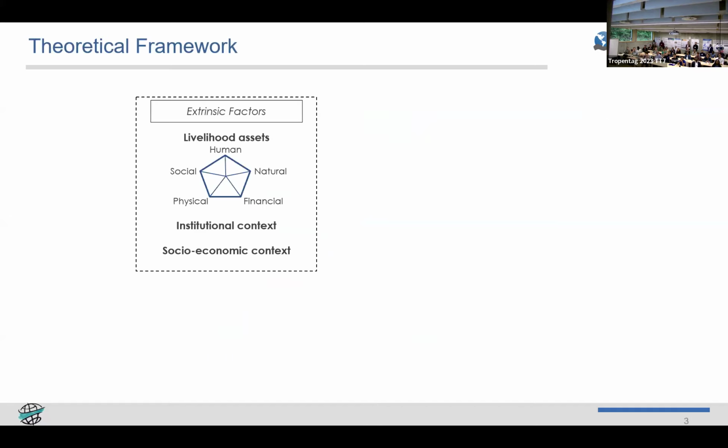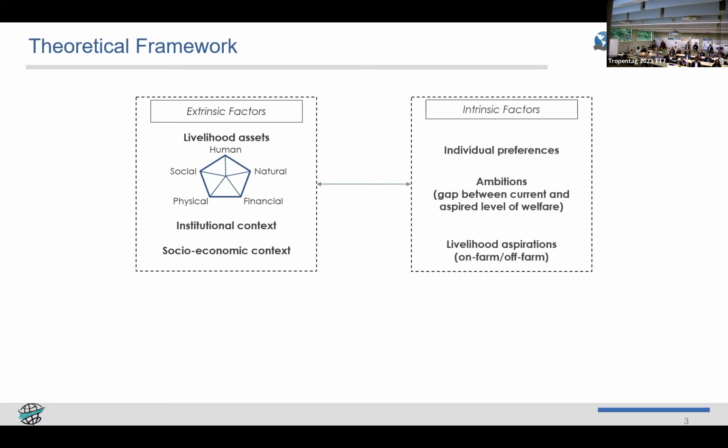For our theoretical framework, we mainly base on the capability approach by Sen and also implemented a few other theories from literature. First, we created our extrinsic factors. So we have the livelihood assets of the households, the institutional context the households interact in, and the socioeconomic context. In a second step, we have the intrinsic factors: the individual preferences of the households, their ambitions, so the gap between the current and the aspired level of welfare. So what is their motivation?